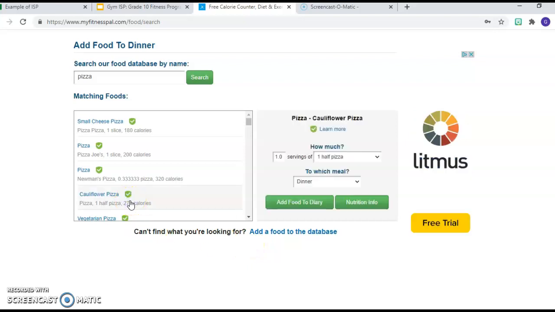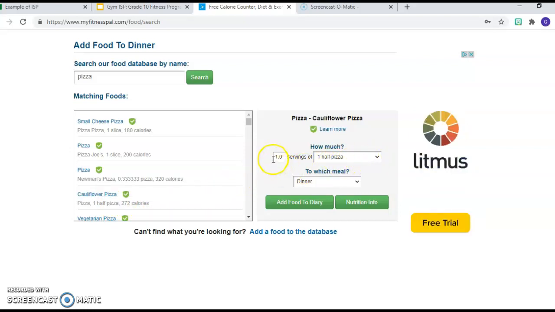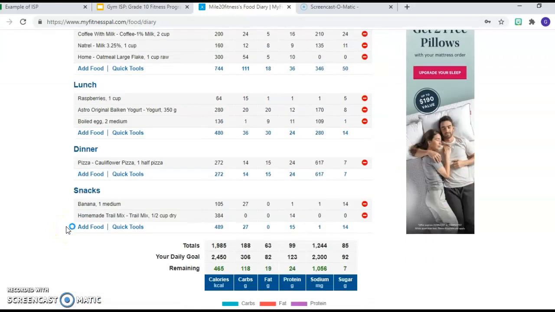For example, my wife and I have been eating gluten-free, so a cauliflower pizza is a gluten-free pizza. Half a pizza, because they are relatively small, is one serving. If you needed to change the serving, so if I ate the whole pizza, I would turn that to 2. I say I ate half the pizza and add it to my food diary. It shows up, and if you cycle down to dinner, there it is.